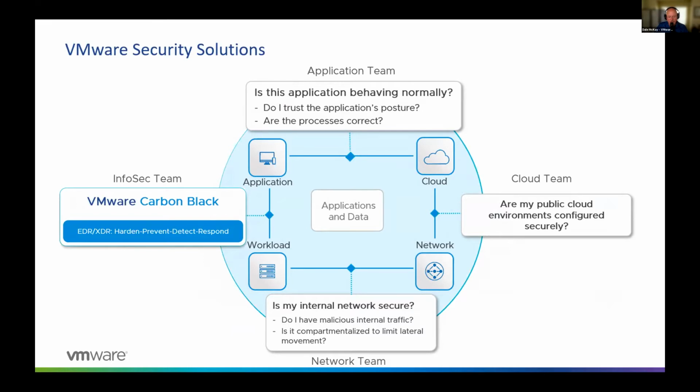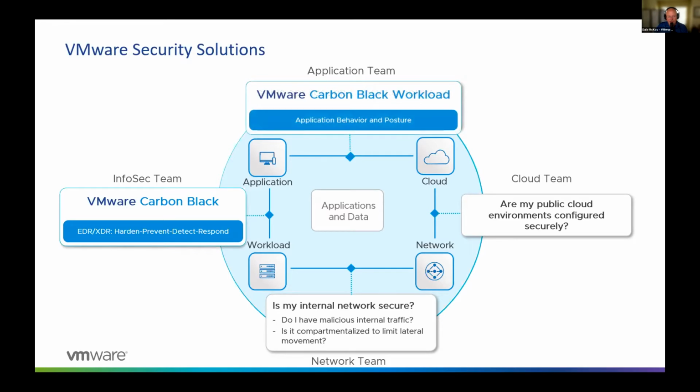We're not going to do a deep dive into Carbon Black. Carbon Black also has a product called Carbon Black Workload, which integrates with vCenter, and we'll talk a little bit more about that later. This is the replacement to the AppDefense product that VMware previously had, and it allows me to implement policies based on application behavior, different postures, and I can really enforce that through the integration between Carbon Black Workload and vCenter.